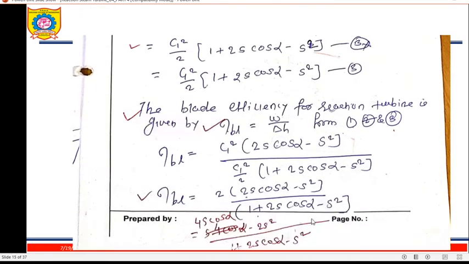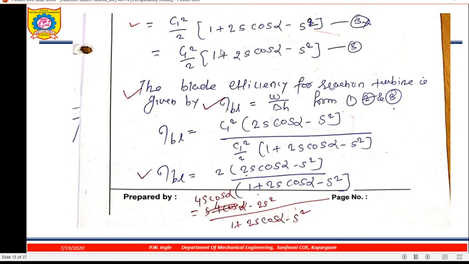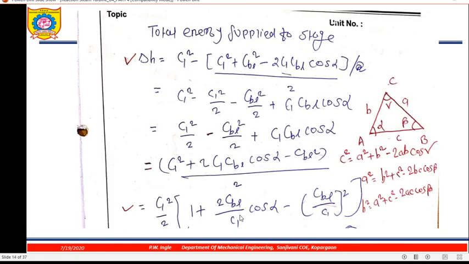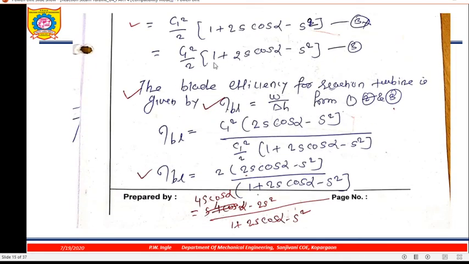So delta H equals C1 square by 2 in bracket (1 plus 2S cos alpha minus S square). Because S is what? CBL by C1. CBL by C1 is nothing but S. So C1 square by 2 (1 plus 2S cos alpha minus S square).